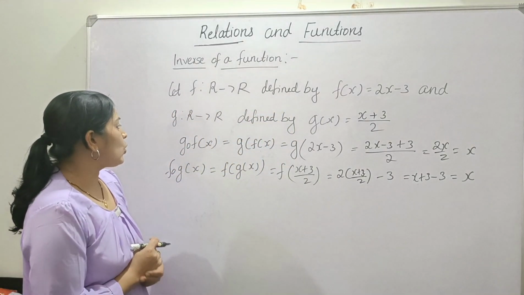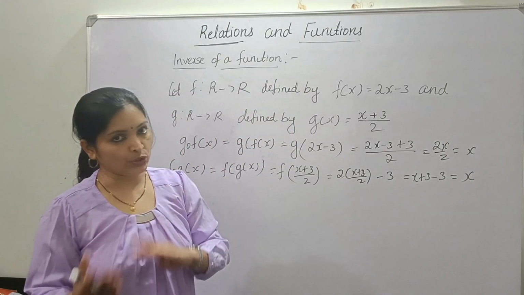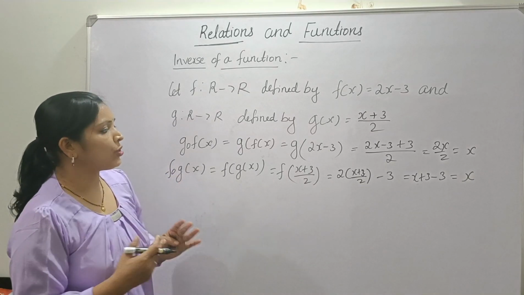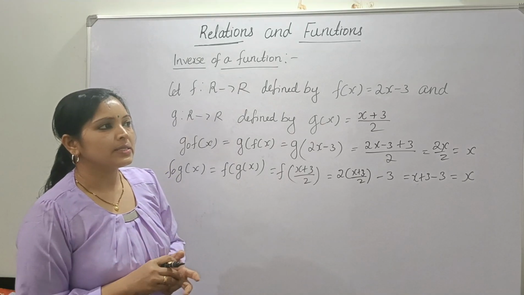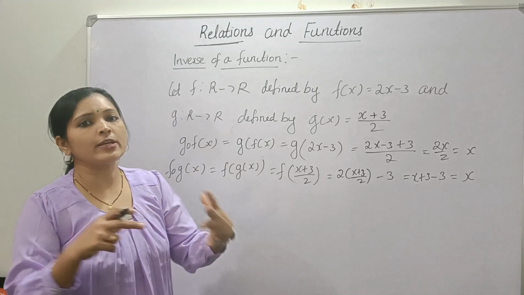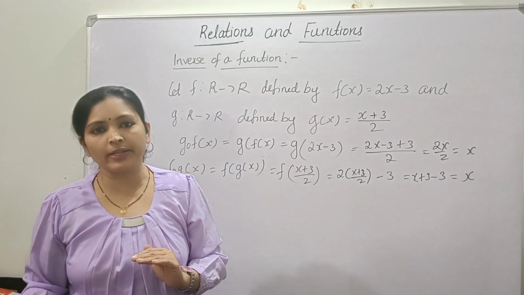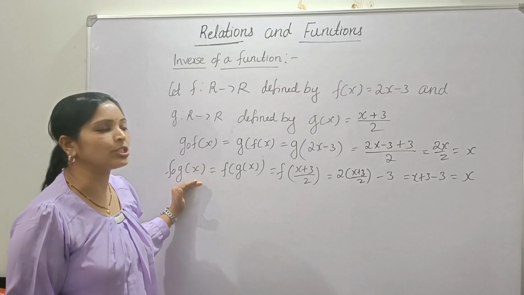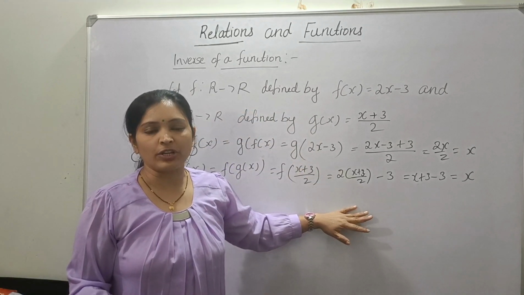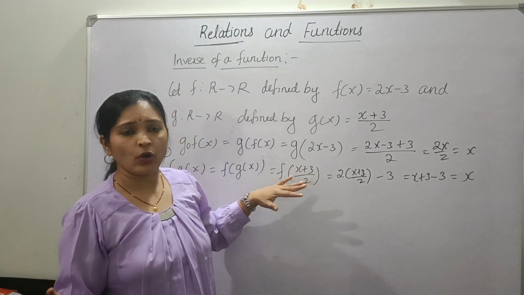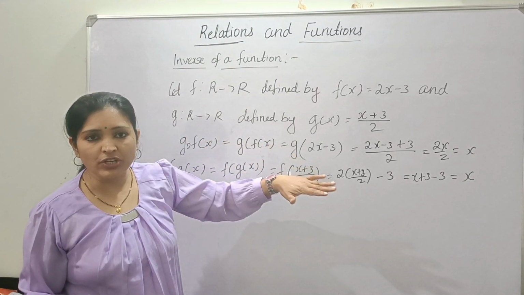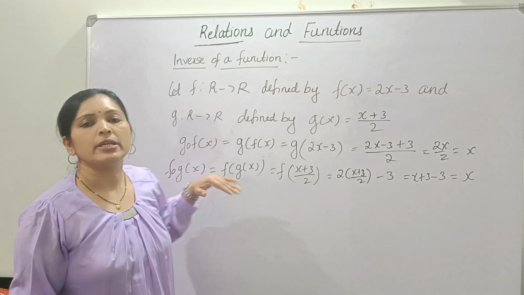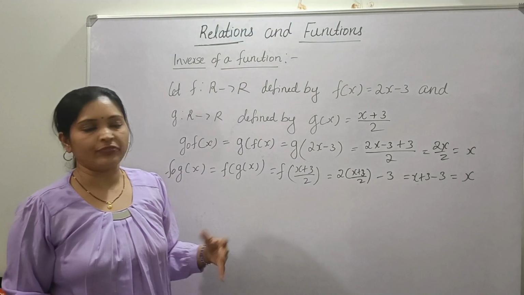So here we have got g composite f of x is equal to x, and f composite g of x is equal to x. We have already known that if f of x is equal to x, such a function is called an identity function, right? So here g composite f and f composite g are identity functions. g composite f is an identity function and f composite g is also an identity function.